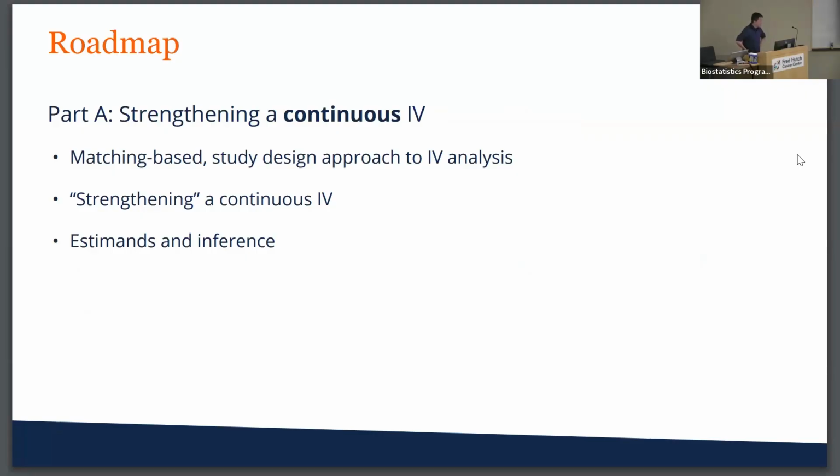So I do have two parts of this talk. I may or may not be able to cover everything, but I will skip some slides if I think it's not necessary. So in the first part of the talk, I will describe the motivation for our development here. I'll be concerned about how to strengthen a continuous instrumental variable. So I'll first describe a matching-based study design approach to IV analysis. I'll then describe how in some cases, people are strengthening a continuous instrumental variable with the goal of deriving more informative inference. Of course, I'll have some of my own critiques, and we will move from there and introduce some of the things that we pursue.